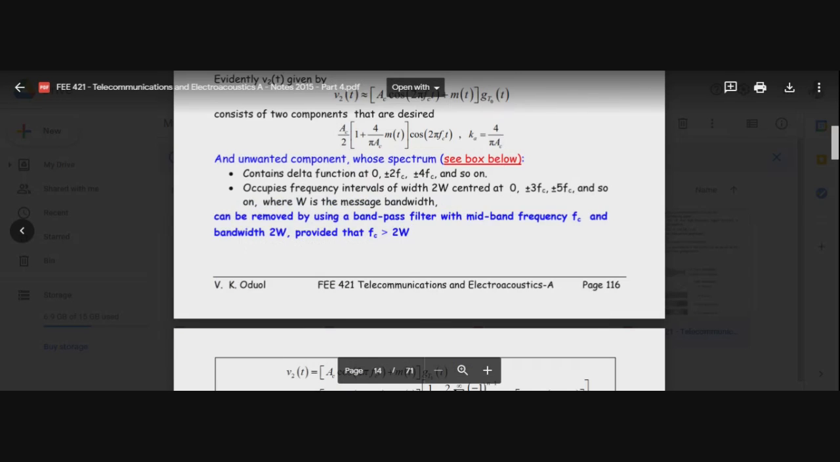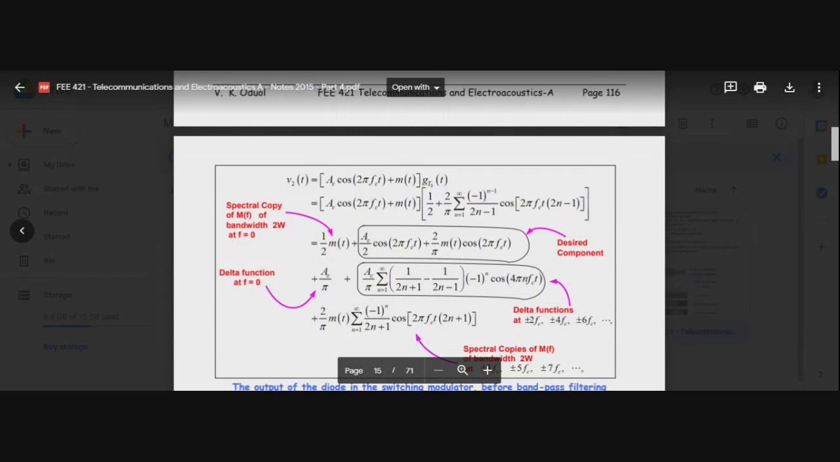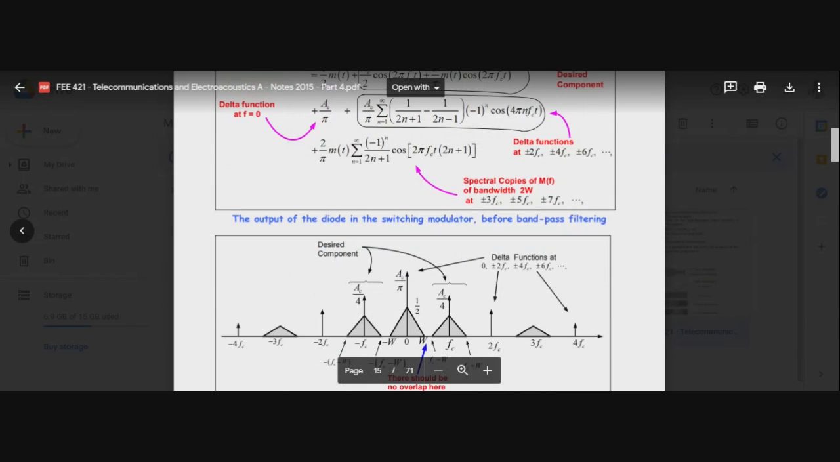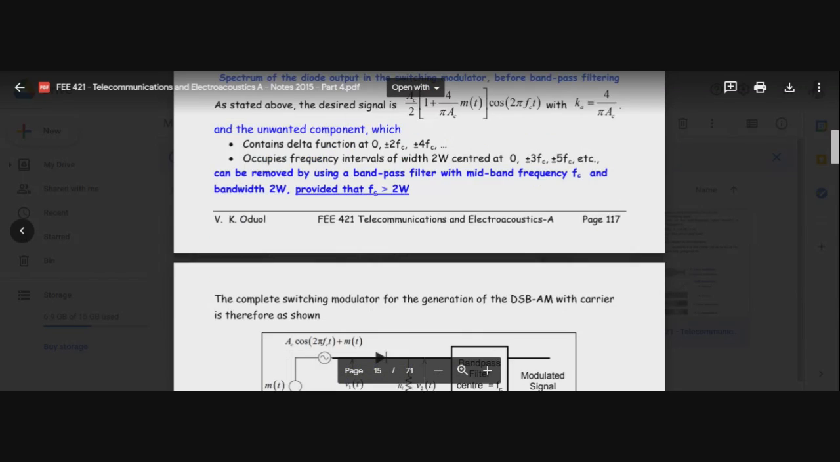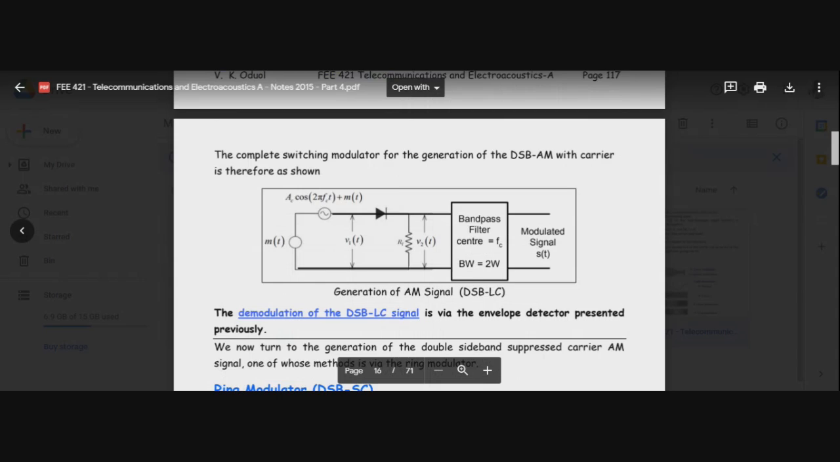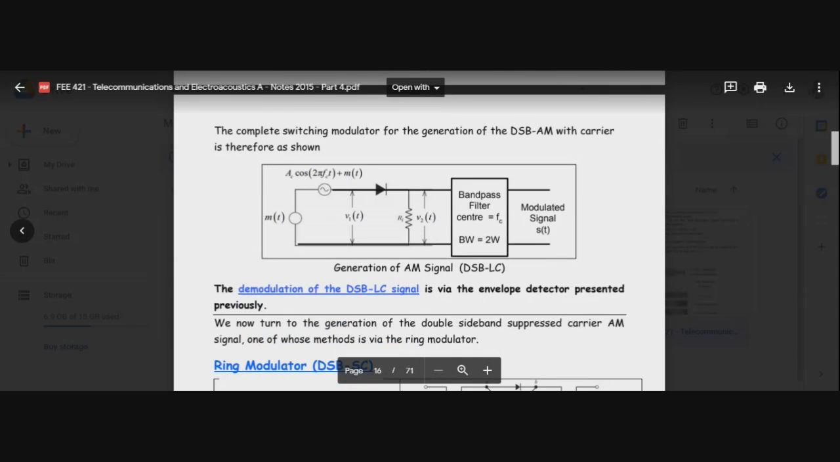Let me see. I'm showing the spectral components here. I'm basically going very fast. So in this diagram, we have the filter. I said a low pass filter. I take that back. It's a band pass filter. Beg your pardon. I said low pass, I should have said band pass.